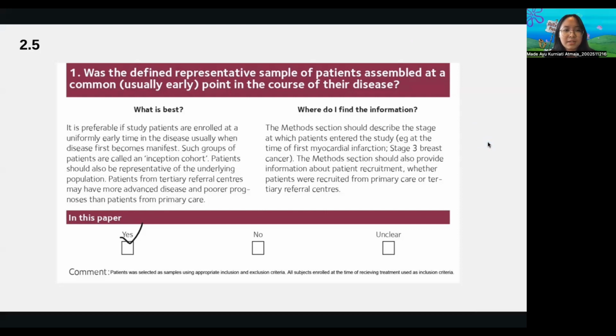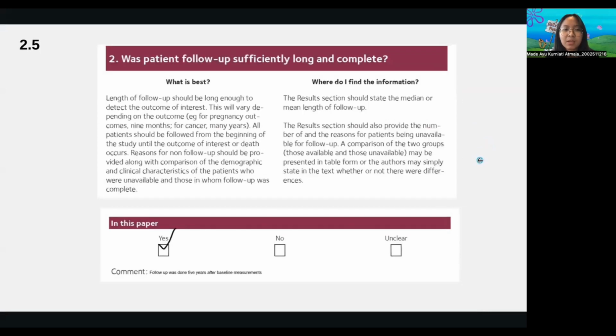The first question is, were the patients representative, assembled at a common or usually early point in the course of their disease? In this paper, yes, patients were selected as samples using appropriate inclusion and exclusion criteria. All subjects enrolled at the time of receiving treatment were used as inclusion criteria.